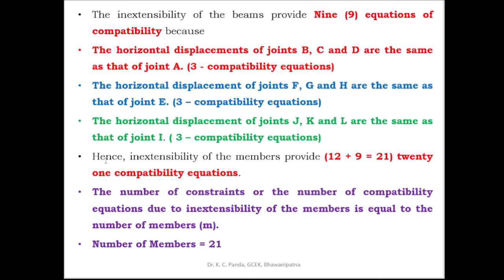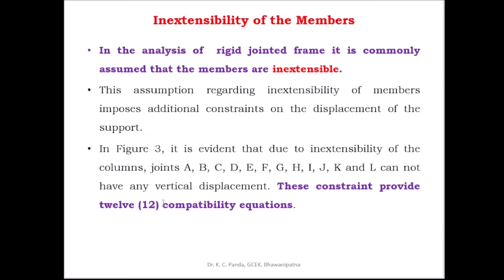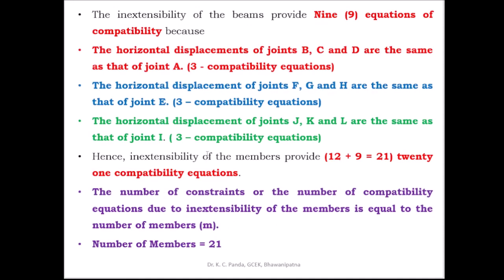Then what is the total number of compatibility equations due to inextensibility of the members? Due to columns there are 12 compatibility equations, and due to beams there are 9 compatibility equations. Then the total number of compatibility equations due to inextensibility of the members is equal to 12 plus 9, that is equal to 21. The number of compatibility equations due to inextensibility of the members is equal to the number of members.